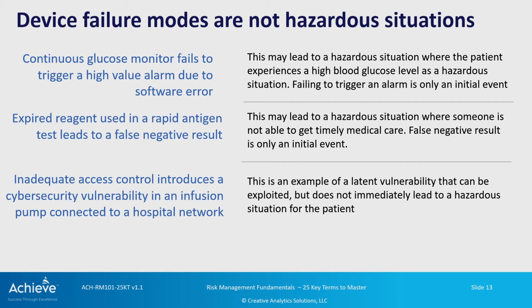So items on the left you will typically see in a failure modes and effects analysis instrument, and items on the right are descriptors that you have to keep in mind as you build your sequence of events to fully understand what a specific hazardous situation might be in your scenario. And you will do that analysis as part of hazard analysis, not FMEA.